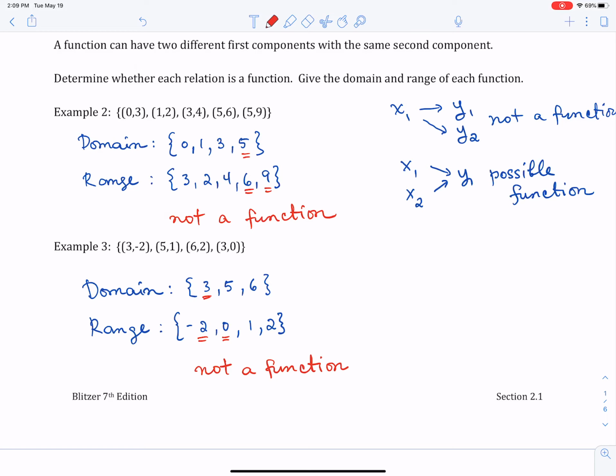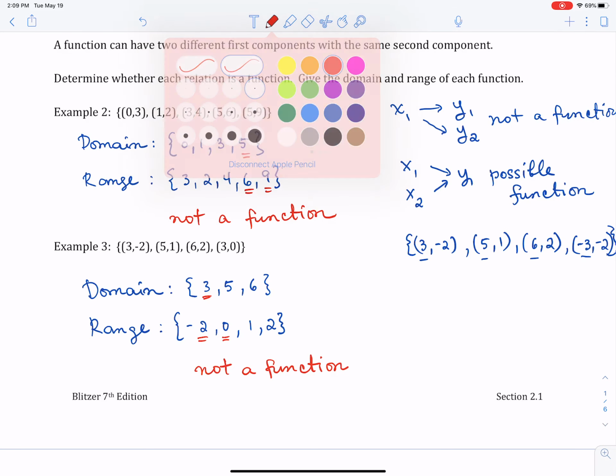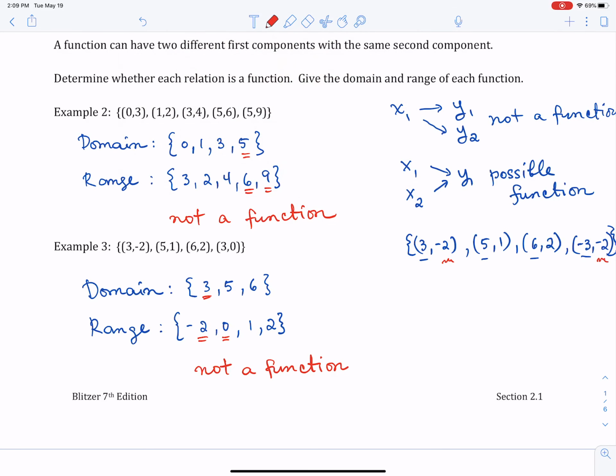It would have been a function if the example was made of 3, -2, 5, 1, let's say 6, 2, and let's say -3, -2. Since all x values are different, even though the y value for two different x values turns out to be the same, this is going to be a function.